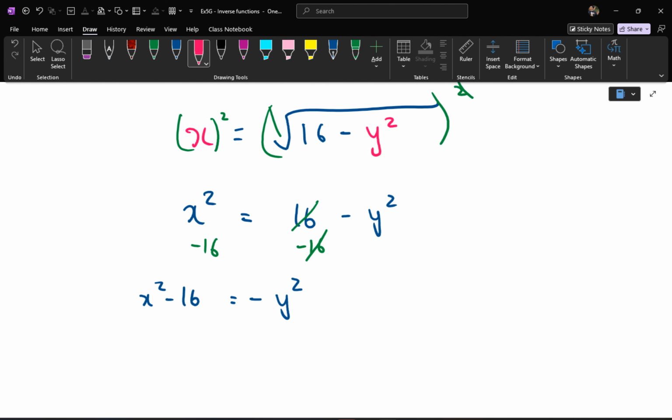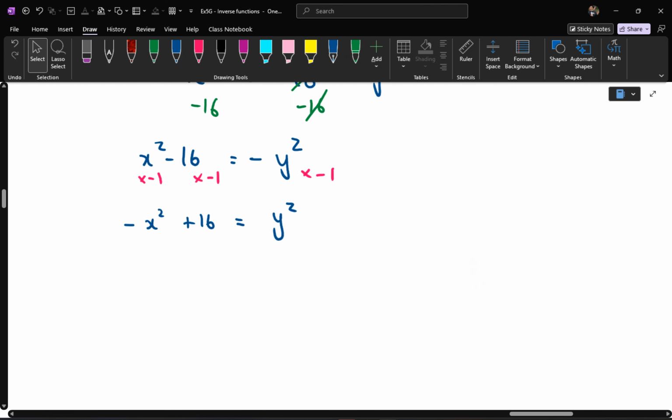You can divide it by -1 or times by -1, doesn't matter. So times -1 to that, times this by -1. Since there are two terms, make sure to times -1 to both sides. So this gives you negative of x squared, this is plus 16, and this is equal to y squared.